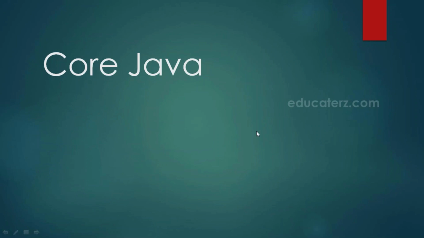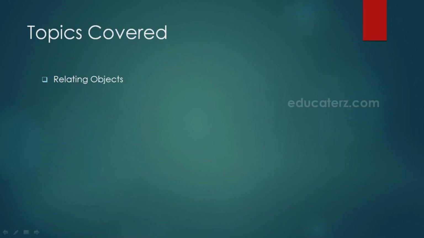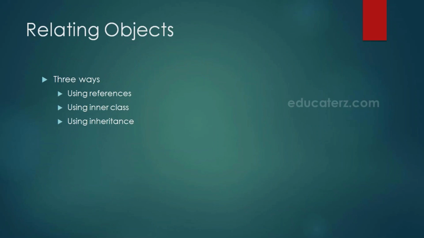In this video, we are going to see how to relate objects. So basically, there are three ways to relate objects: using references, using inner class, and using inheritance concept. It is always possible to create objects for different classes and establish relationship between them. When the objects are related, we can access and use members of one object in another object.